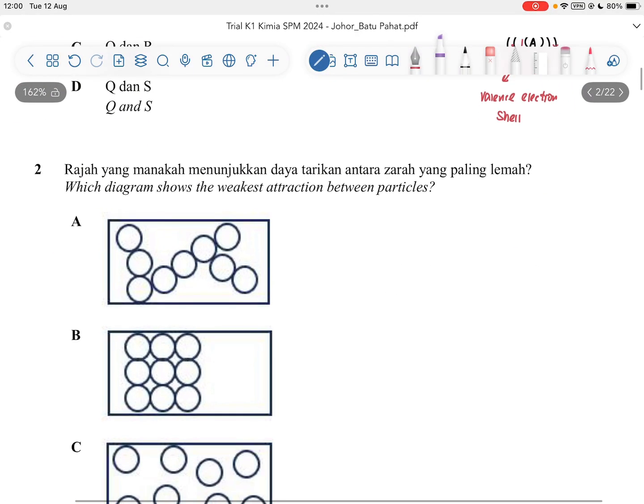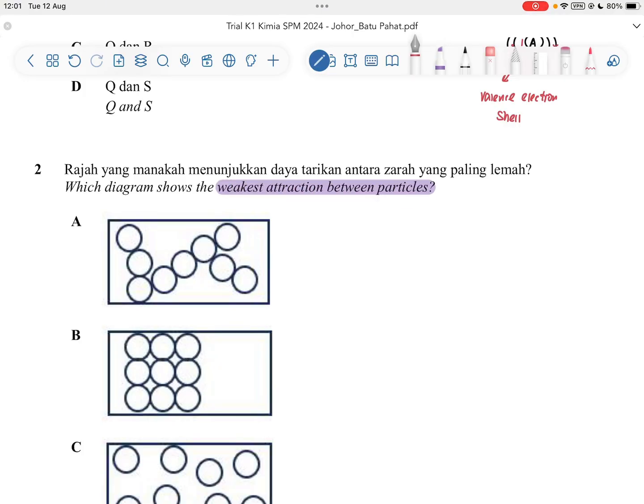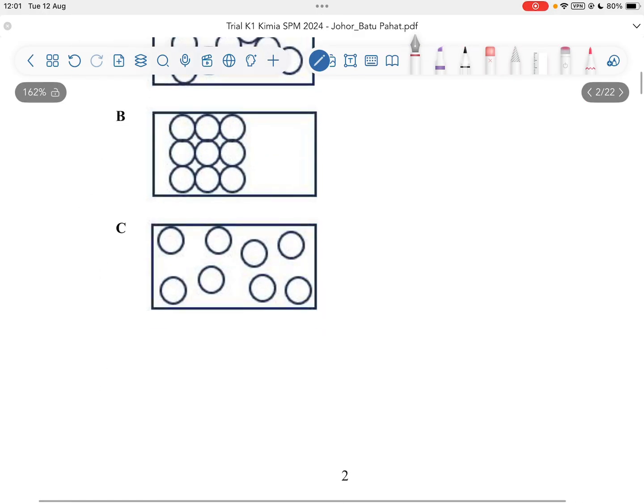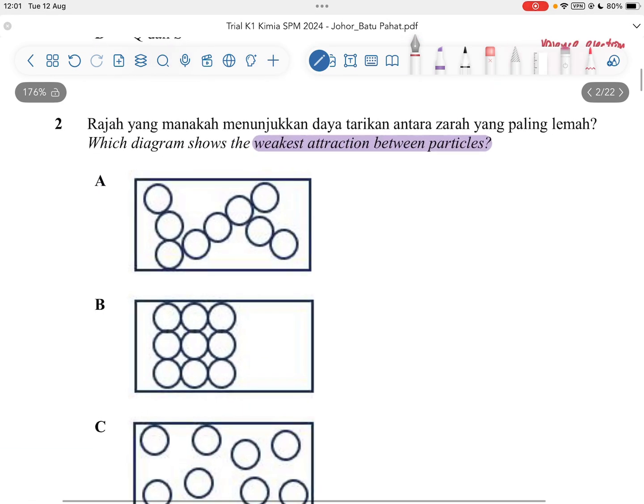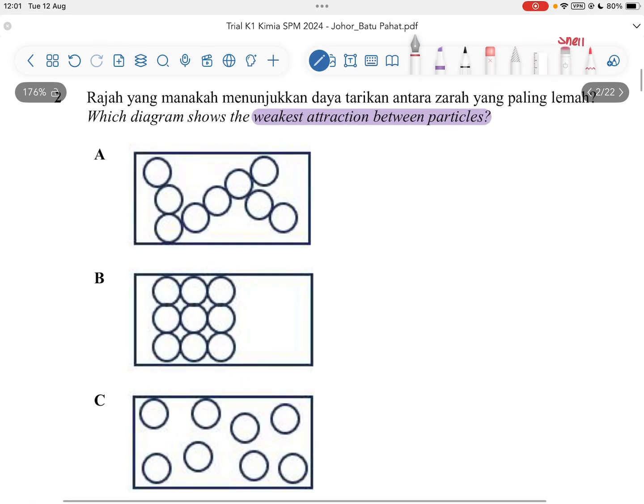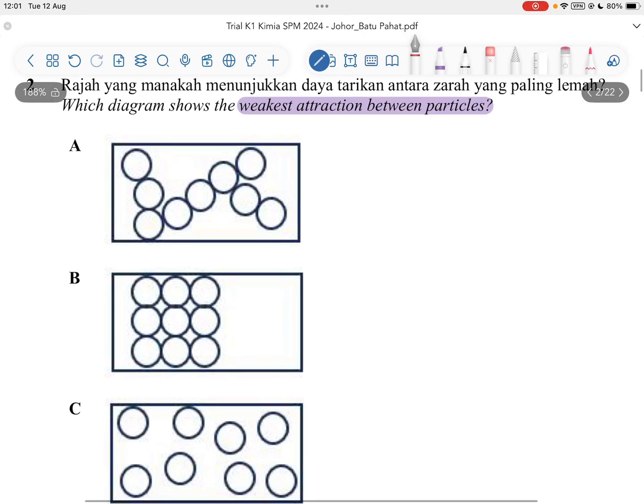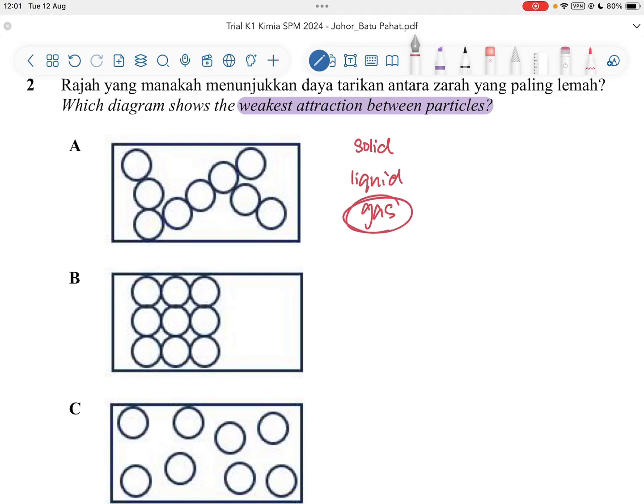Okay, question 2. Which diagram shows the weakest force of attraction between the particles? Force of attraction refers to how the atoms are arranged to each other. We are given A, B, and C, so we need to observe them and identify. I believe you all learned the three states of matter: solid, liquid, and gas. Among these three, which one has the weakest attraction between the particles? The answer is gas. Why?